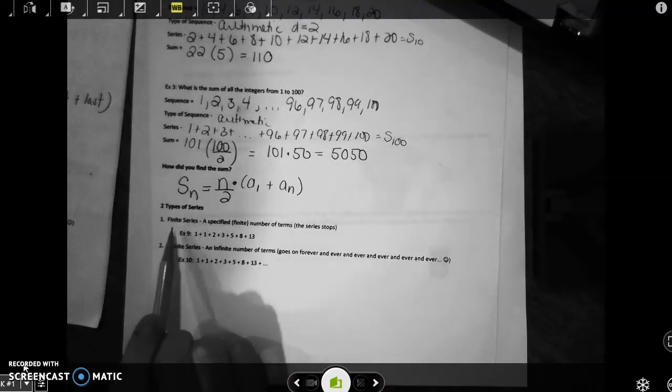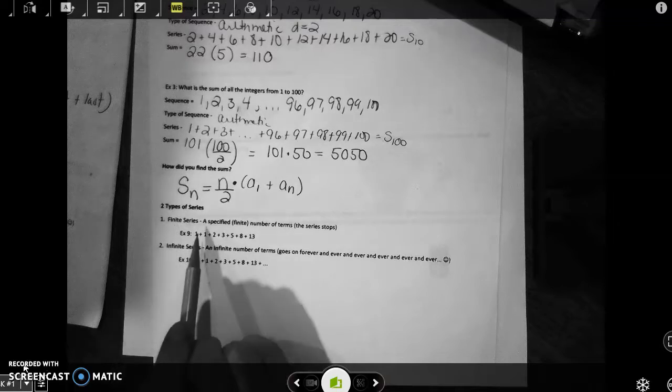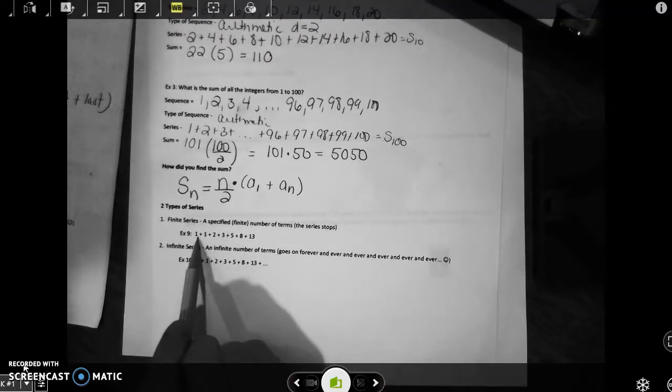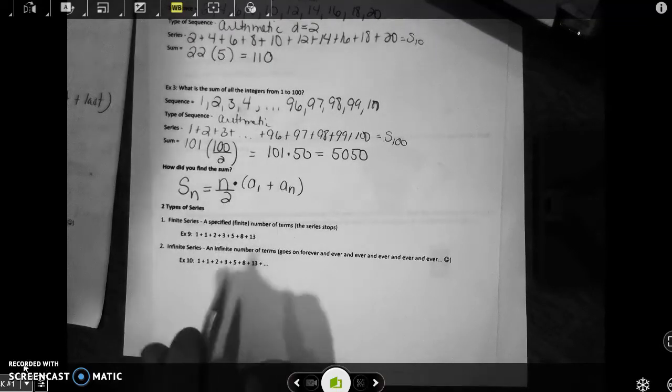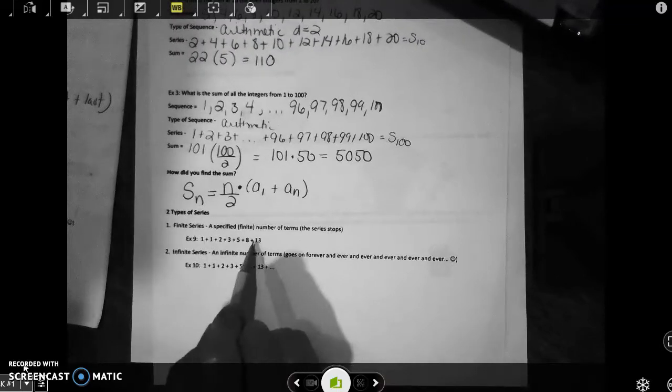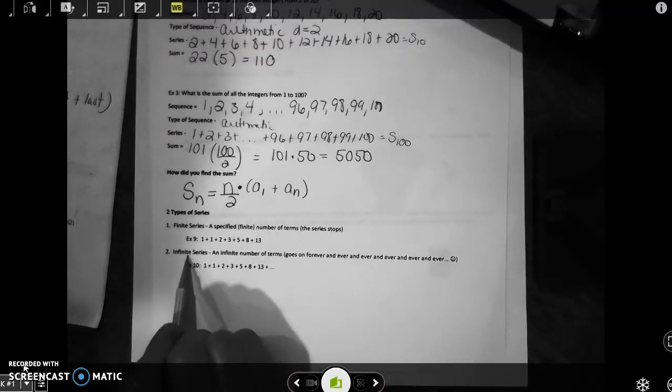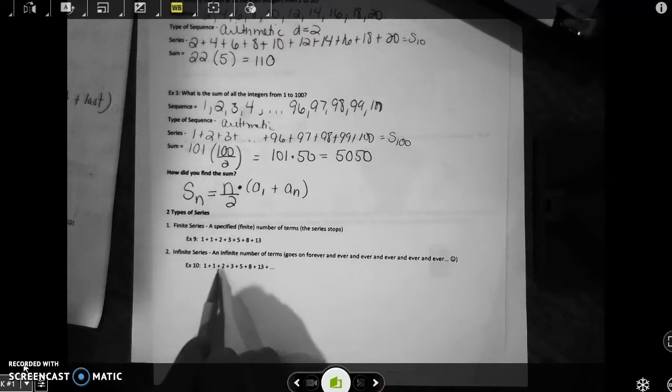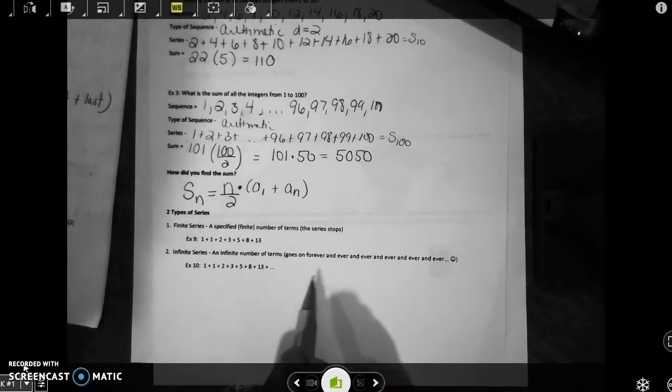So this is just some vocabulary for us to look at. As we're looking forward, we have 2 types of series. We have finite, which means that there's a set number of terms in that series. And notice this isn't arithmetic. This is actually the Fibonacci sequence, but we could still find the sum. An infinite series means that we're adding more and more terms, and they go on forever and ever.